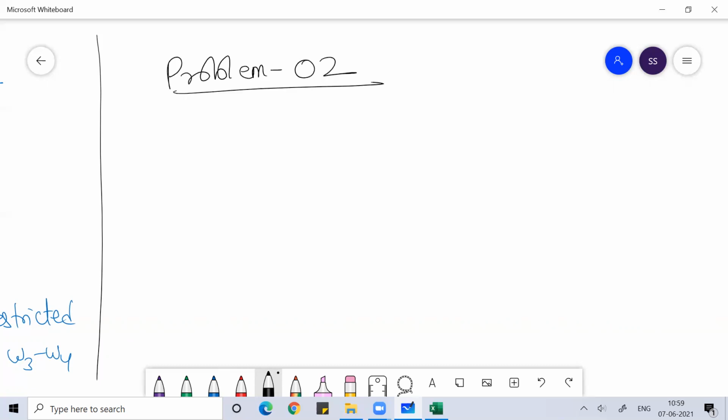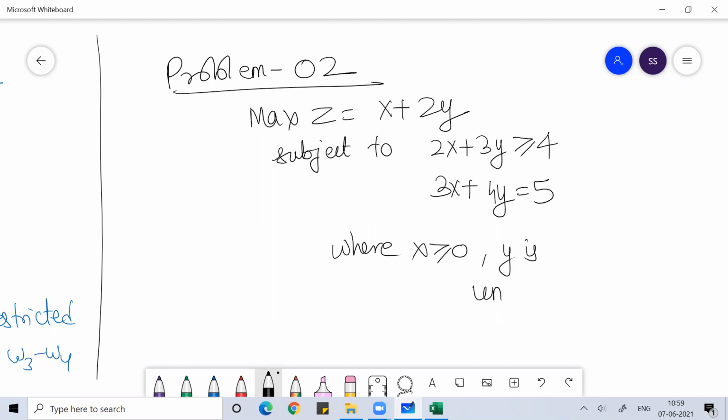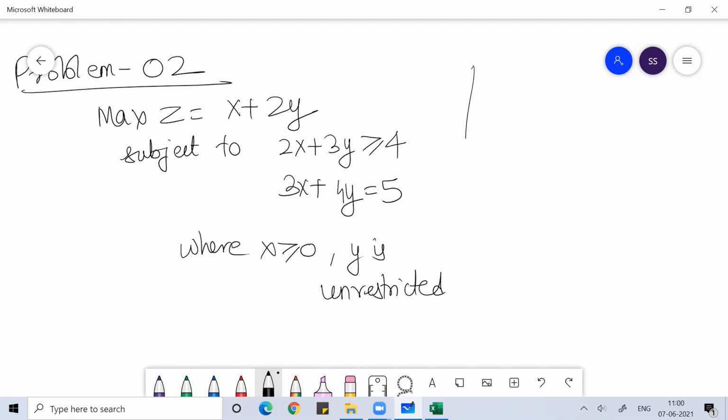Now see the next problem. Objective function is maxima of z is equal to x plus 2y, subject to your constraints 2x plus 3y is greater than or equal to 4, 3x plus 4y is equal to 5, where they have given x is greater than 0 and y is unrestricted. They have given here that y is unrestricted.